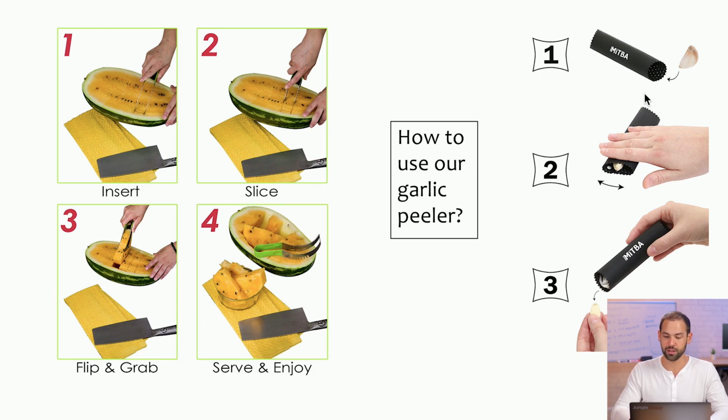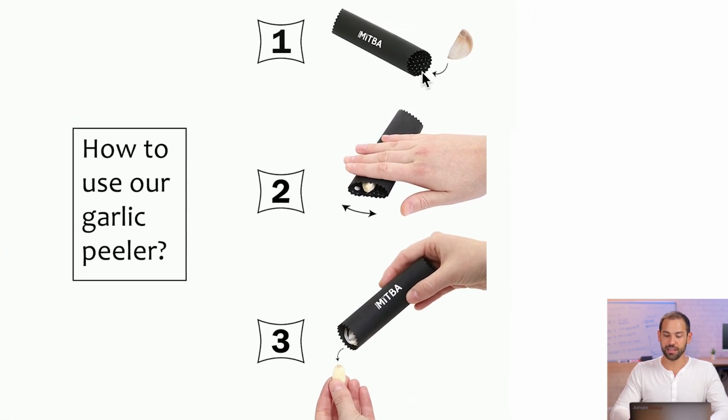And the same thing with the garlic peeler. If I'd never seen this and you handed me a little tube and told me to peel garlic, I would not know how to do it. But after just looking at this really simple little infographic, I can see you put it in there, you roll it around, and then you spit out a peeled garlic on the other side. So again, it's like the saying goes, a picture's worth a thousand words.